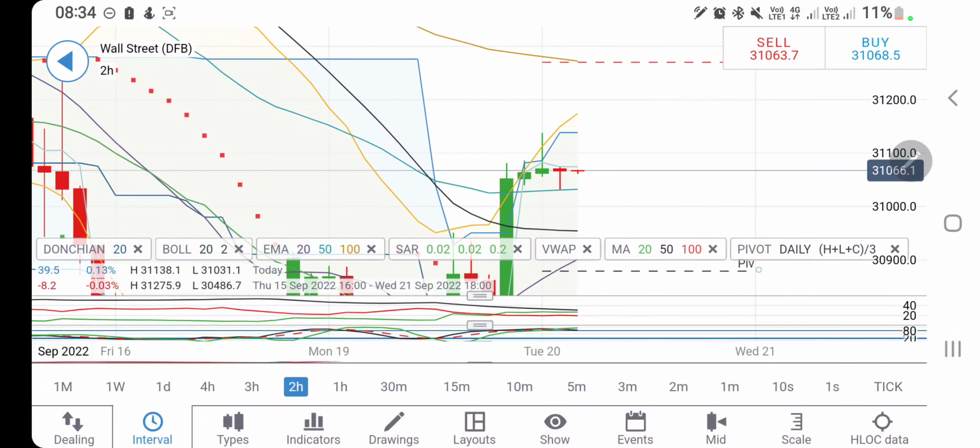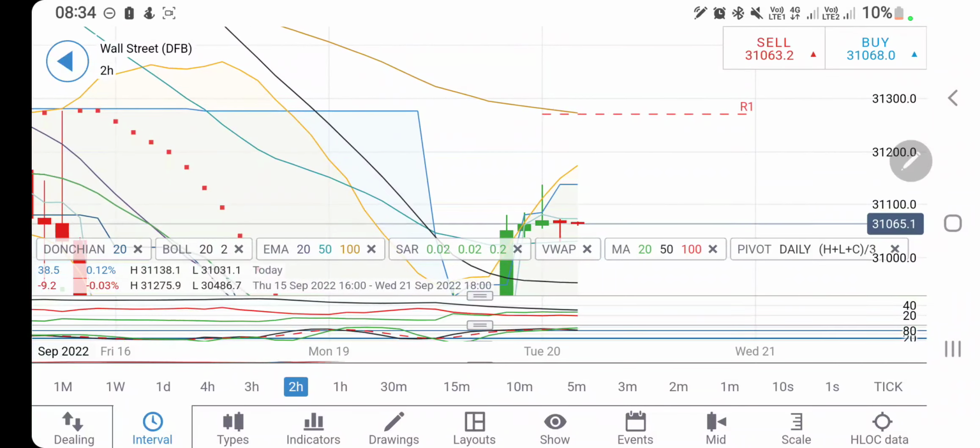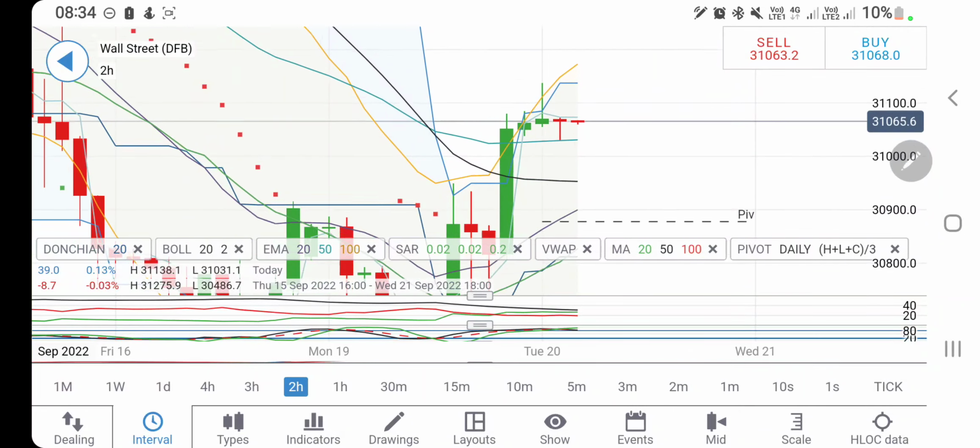Now look at the 2-hour charts. See, on the 2-hour charts, lower highs, lower lows. It is trying to break out of this. Yes, if you see it trading above 31,100 again, you can buy. Then 31,150, 200. This is the next resistance zone. Then 31,280. Mark out this 31,280 for the day. Beyond that, it may fly high.